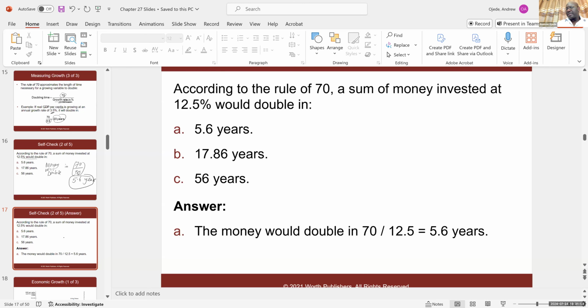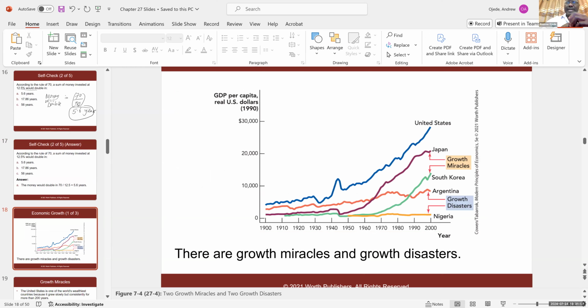So we already calculated that. You just take 70 over the growth rate. So let's look at growth miracles and growth disasters, as I talked about. The United States is one of those countries that has been referred to as a growth miracle country. We have had sustained economic growth. That's why we are one of the wealthiest countries on earth.